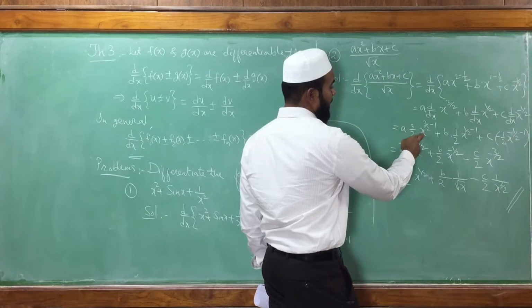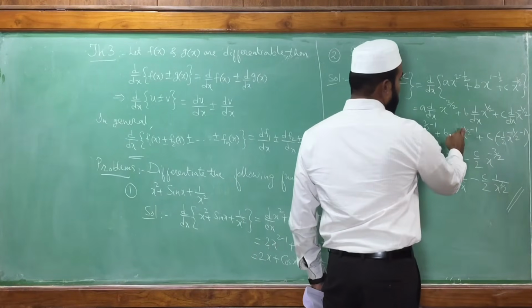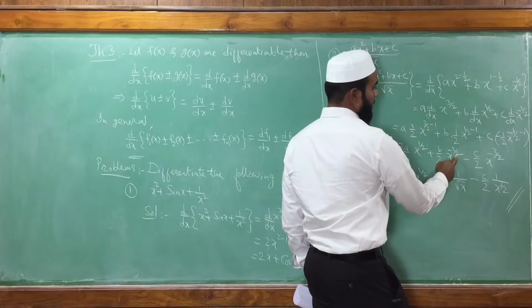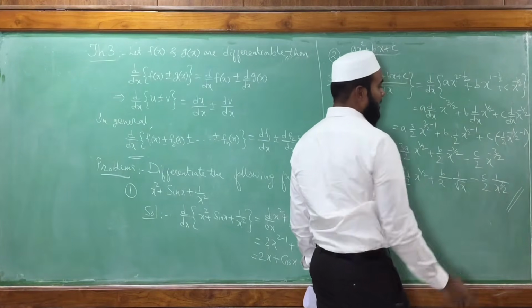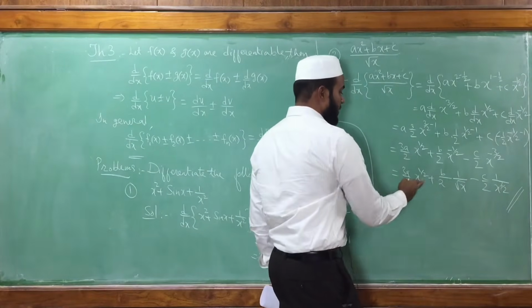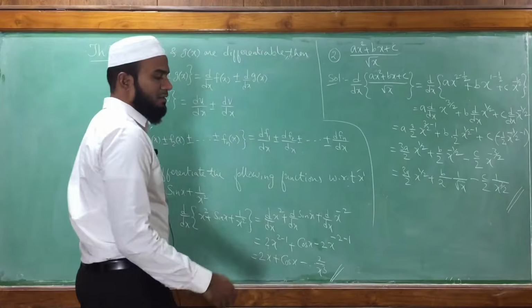3a by 2 x power 3 by 2 minus 1 is nothing but 1 by 2. Here b by 2 x power 1 by 2 minus 1 is nothing but minus 1 by 2. Here minus c by 2 x power minus 1 by 2 minus 1 is nothing but minus 3 by 2. When we simplify this, we will get the required answer. Hope you have understood this. Have a look at this, students.